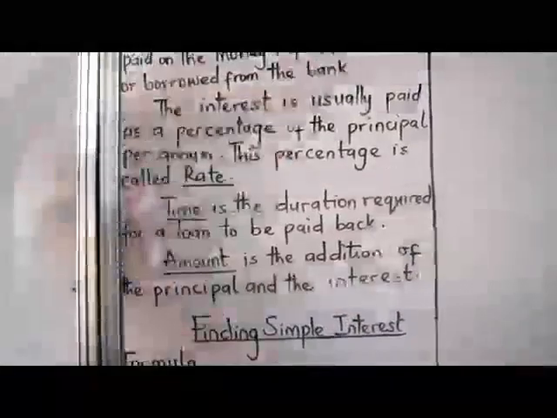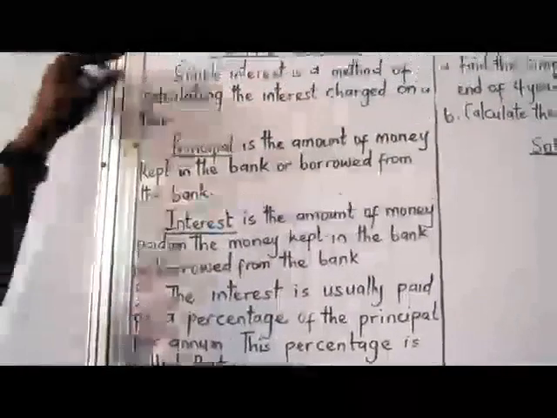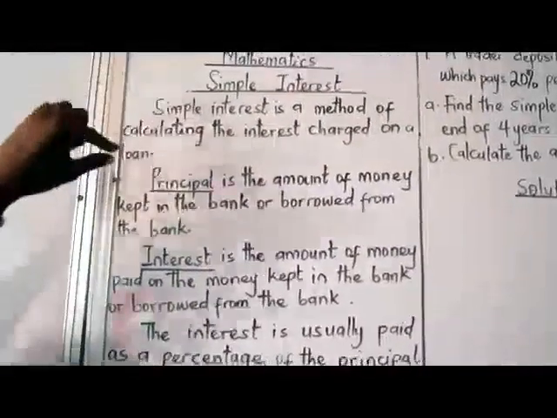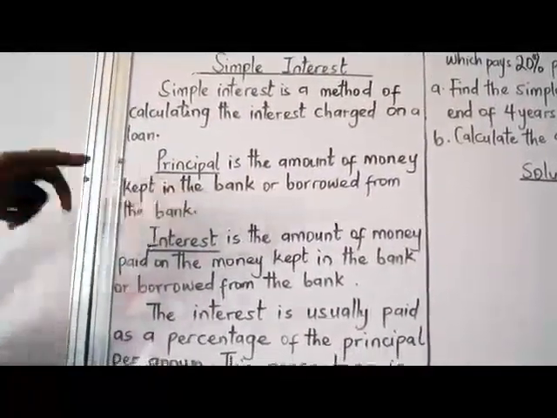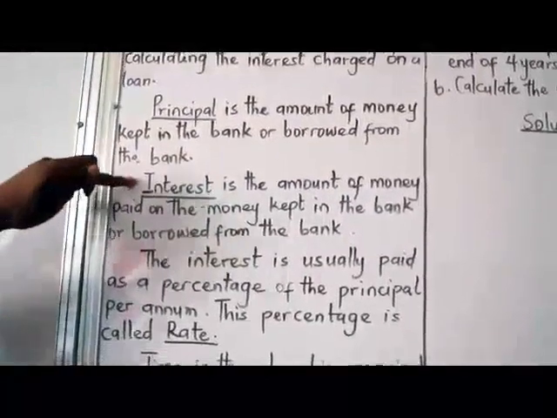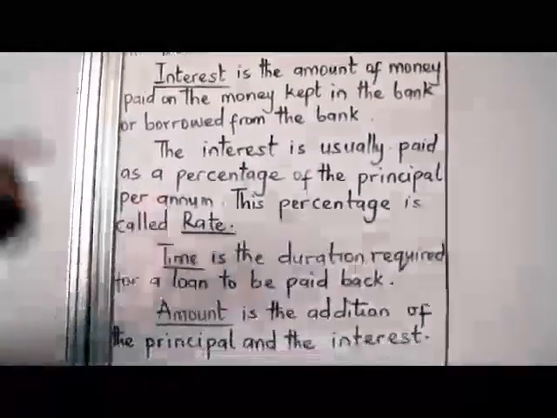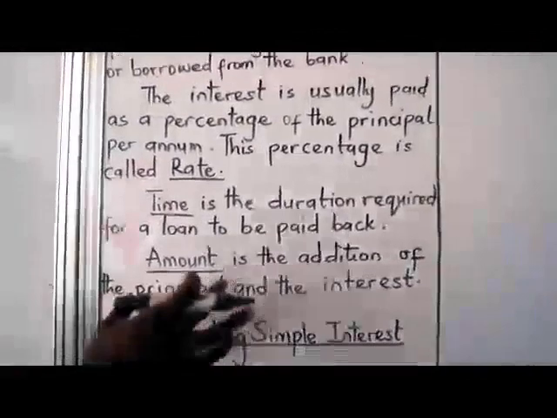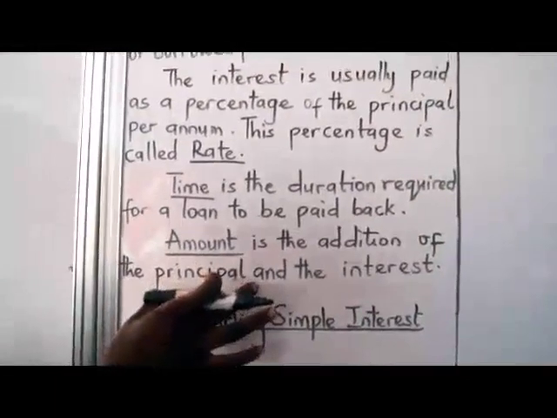Let's quickly run through the words again. The first word is simple interest itself. The next word is principal. The next word is interest. The next is rate. The next is time. And the last word there is amount.